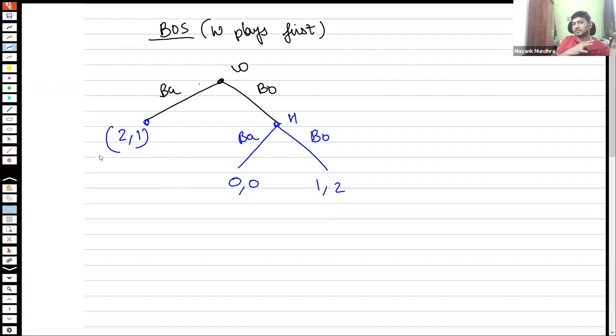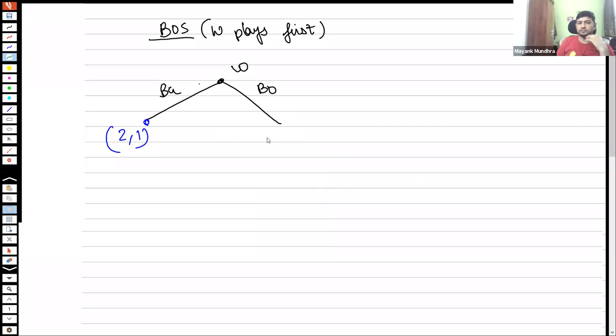Similarly, if this decision node is reached, what would the husband pick? Boxing. Yes, exactly. I know that the husband will pick boxing here, because 2 is higher than 1. So I can eliminate everything and write that if you come here, the outcome is going to be 2, 1. Now the wife knows that if she picks ballet, the husband would eventually pick ballet and 2, 1 is going to be the outcome.